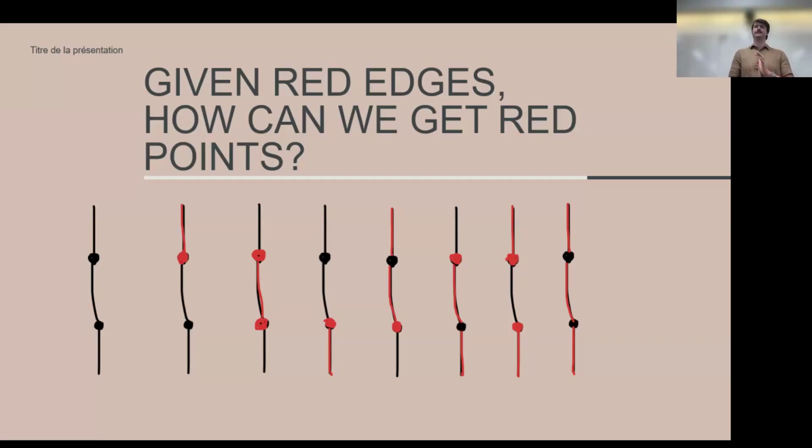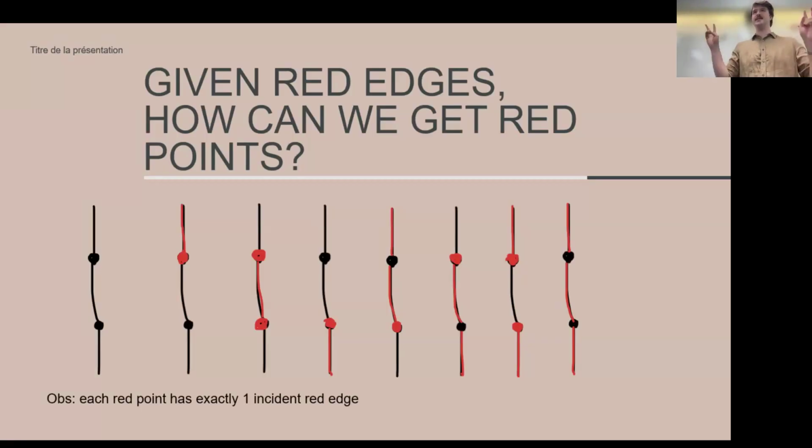We know that when a dot is on, one of the edges is on. And if we only have one dot, we don't know which edge. But if we have two, then we can know which edge it is. Exactly. Very smart observation. Each red dot has exactly one incident red edge, that means one edge that pokes out of it. So every red dot has exactly one red edge that pokes out of it.